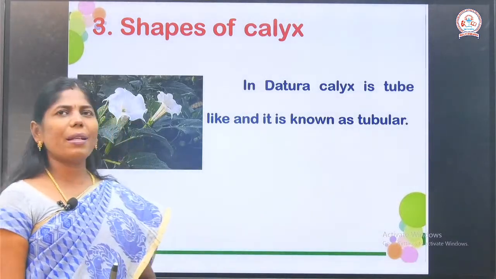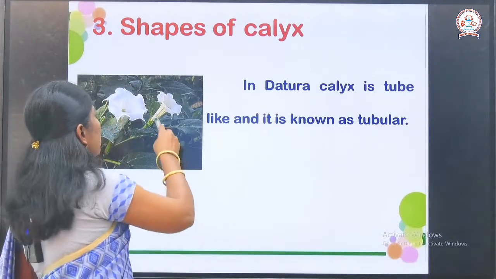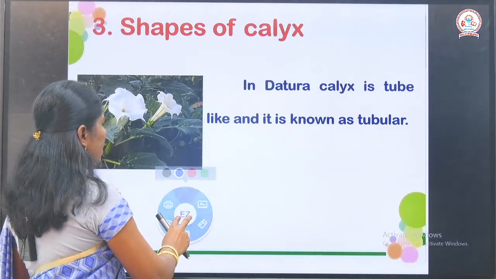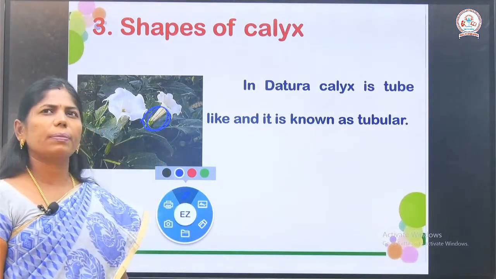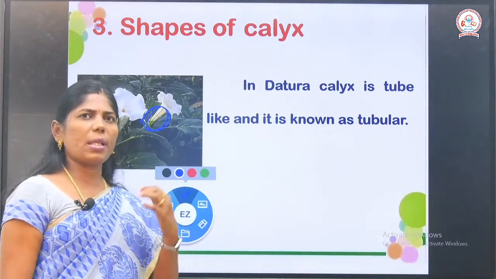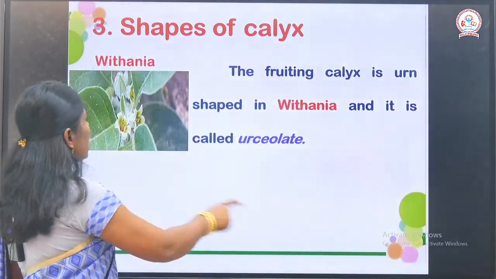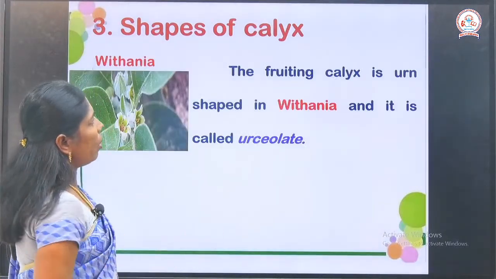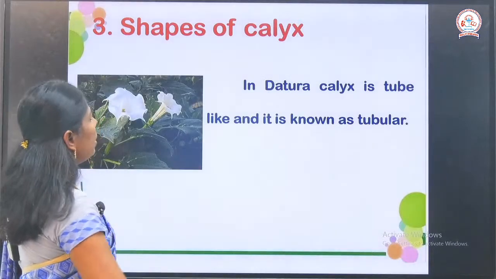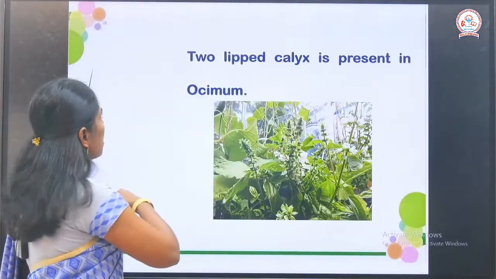Another type is Datura. Datura is tubular in structure. You can see the base of the flower is a tubular-like structure. Okay, that is a tubular shape. So how many shapes have we studied? The first one is bell shape, the second one is horn shape, and the third one is a tubular-like structure. Okay, those are the shapes of the calyx.